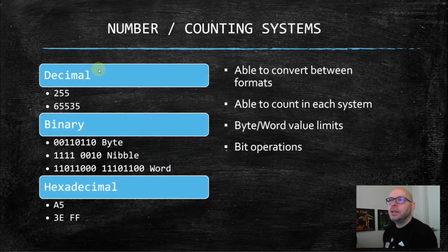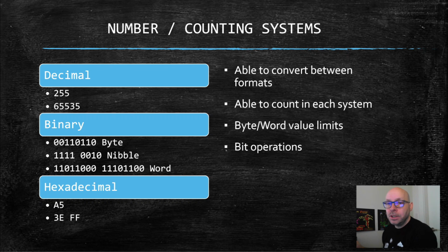Okay, our next slide is titled Number and Counting Systems. So when we're programming in BASIC, for example, which is a high-level programming language, we can pretty much do all of our counting in decimal. We can just enter regular decimal numbers into our BASIC program and it will work.